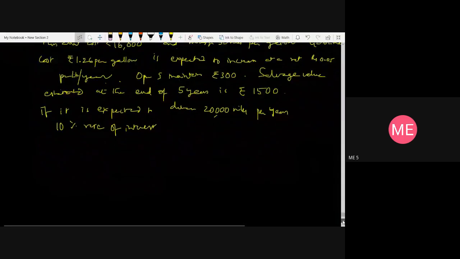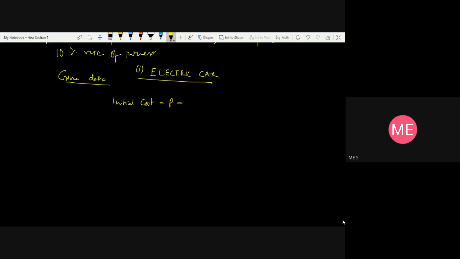The first alternative is mentioned as electric car. So write down the given data for electric car. This is alternative one. What is the data given? The initial cost, that is, the present or initial expenditure, is going to be 21,000, he has mentioned. And also he has mentioned that the operating cost is 350 rupees.